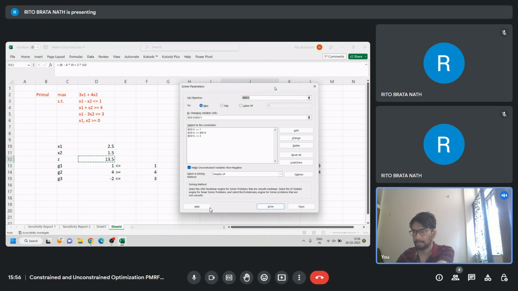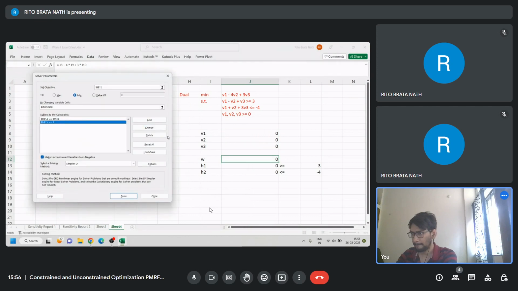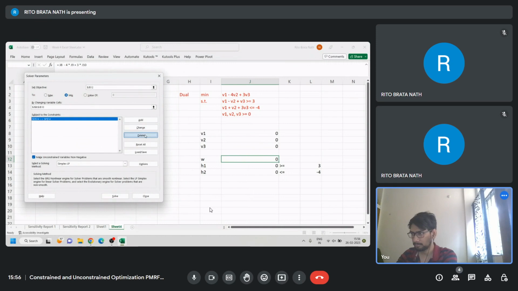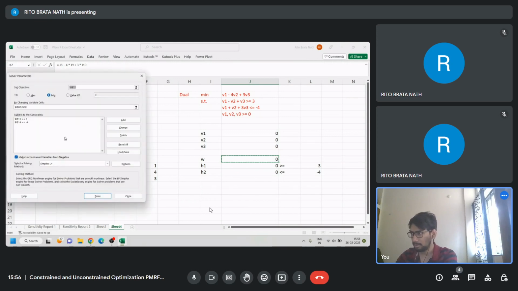So here the objective is this cell J12, so that's fine. This is a min problem, and the variable values that you are changing are this 3, and let's delete these constraints first. Now let's add them one by one. So this is add, then this is minus 4, right? Okay. So this is as before, and let's solve it.